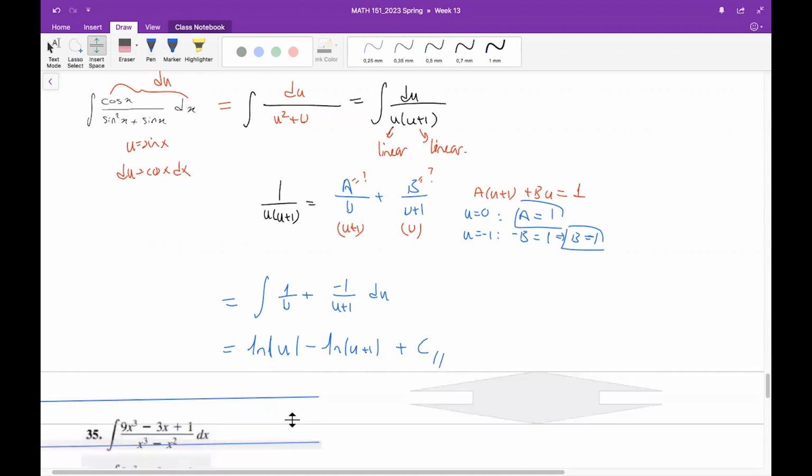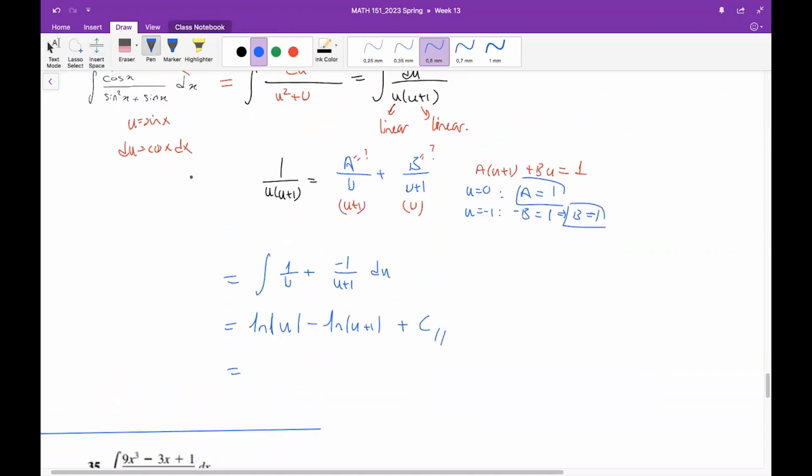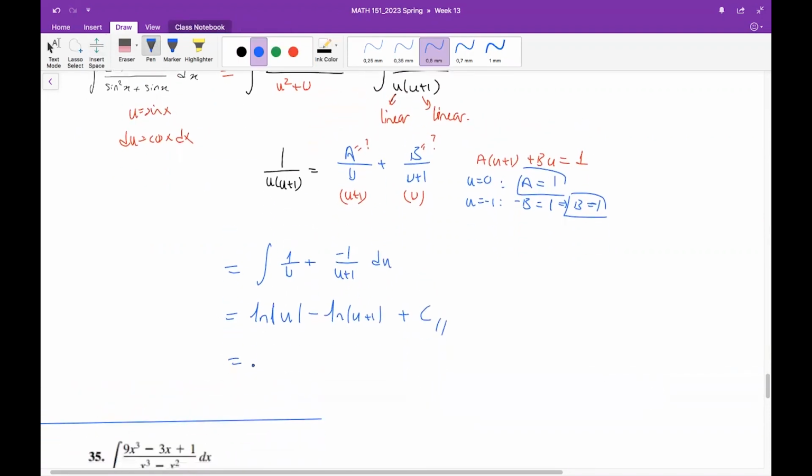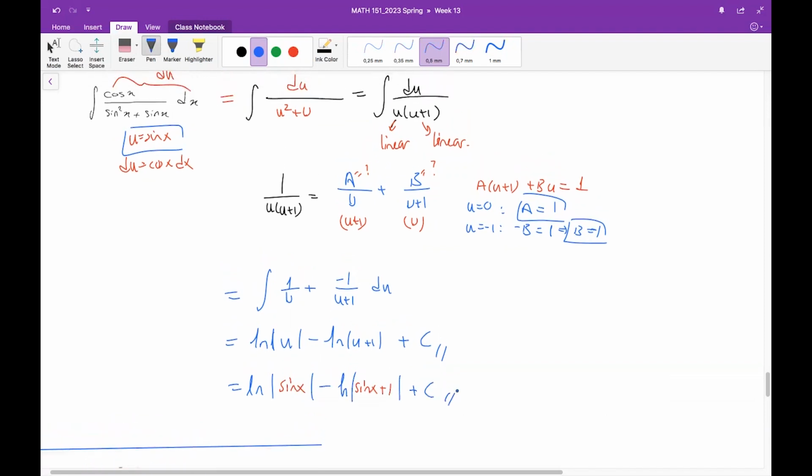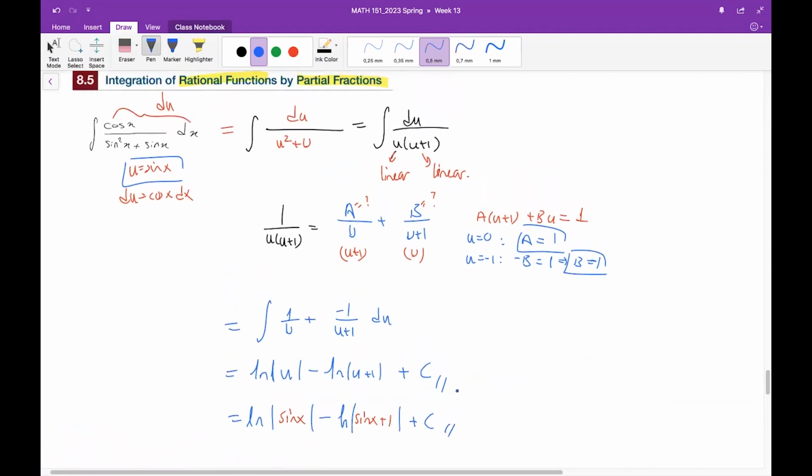And then we cannot leave the result like that because the original variable was x. We will turn back to x. U is sine x, okay? So let's insert sine x for all the u's. Okay, so this will be your final answer for this question. So this is a very easy example just to remind you what the partial fractions method was about.